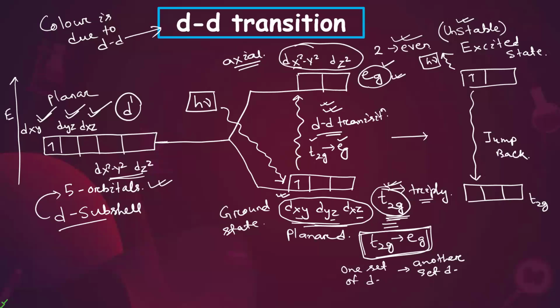When the electron jumps back from Eg to T2g, it emits energy. This is your emitted energy. This is your incident energy. The emitted energy falls in our visible region and gives us color.